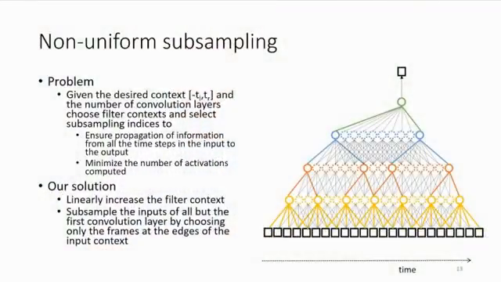But in our case, the problem is that we have a normal DNN where every layer is trained jointly. So you cannot assume any understanding of importance ahead of time. In order to come up with a non-uniform subsampling strategy in this particular case, we designed our problem like this. Given a desired context that we want to model, represented by TL, TR over there, and the number of convolution layers that I want. The number of convolution layers is the number of sequential operations that are going to happen in your network, which will limit your speed.